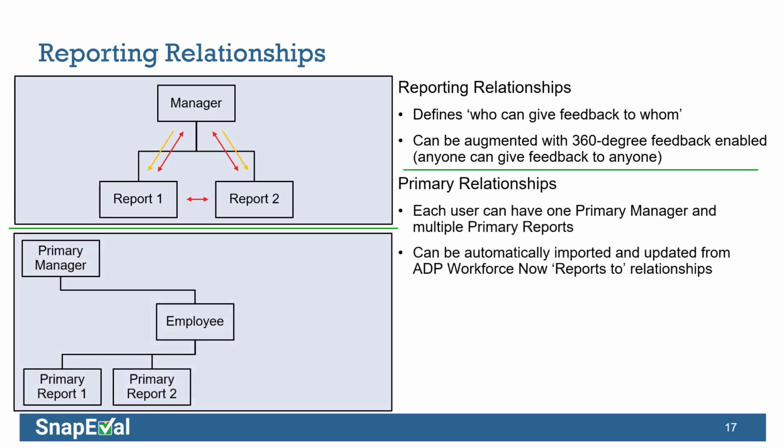There are also what we call primary relationships and secondary relationships in SnapEval. And what that means is it really only has to do with whether those relationships show up on the org chart itself or not. So how things work is, as an employee, you can have one primary manager and you can have as many primary reports as are assigned to you in the SnapEval system. So you can have multiple primary reports and one primary manager.